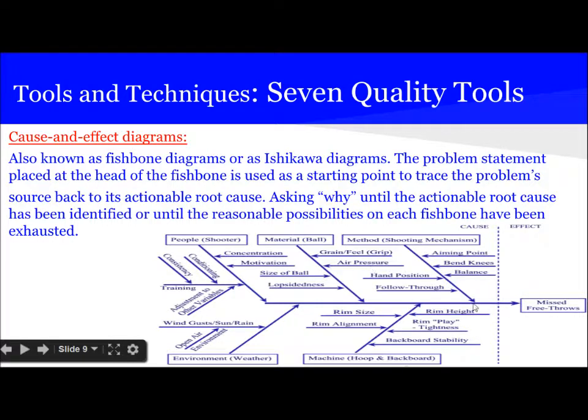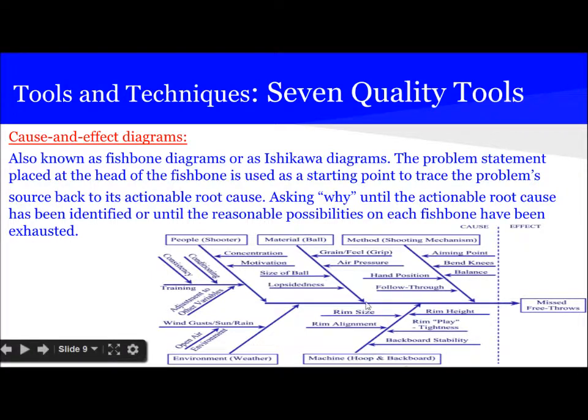The problem statement is placed at the head of the fishbone and used as a starting point to trace the problem's source back into actionable root cause. Asking why until the actionable root cause has been identified or until the reasonable possibility on each fishbone has been exhausted.